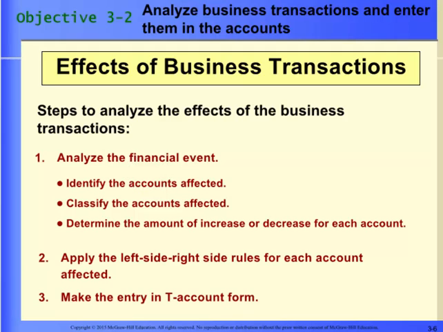Objective 2 is to analyze business transactions and enter them in the accounts. Take a look at the 3 steps shown and keep them in mind as we go through the transactions. Now that we know the rules regarding increasing and decreasing asset, liability, and the owner's capital account, let's record some transactions.